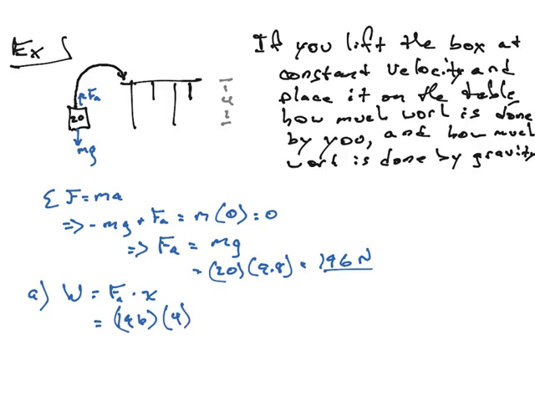And then we ask the question, is this positive or is it negative? Well, let's see. The box is going to go from the floor to the table, so it moves up. Which direction is the applied force? Lifting up. Since they're both up, it's positive. So the work done by my applied force, 784 joules.